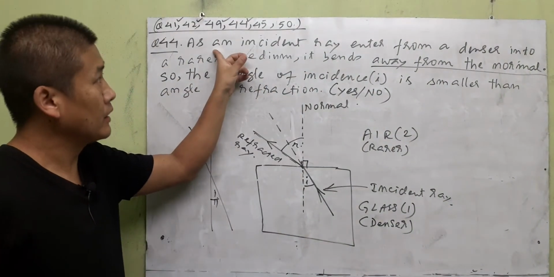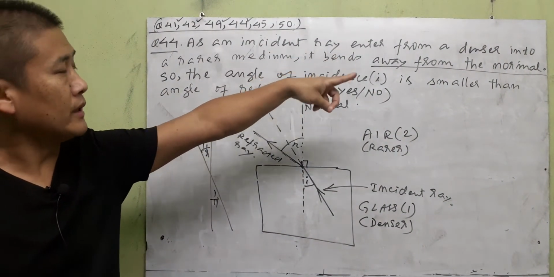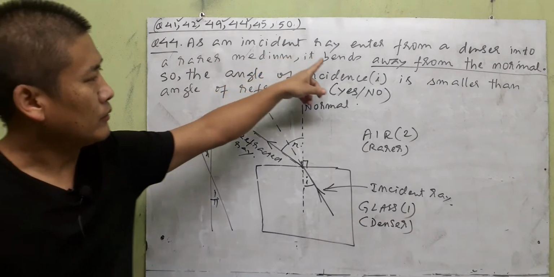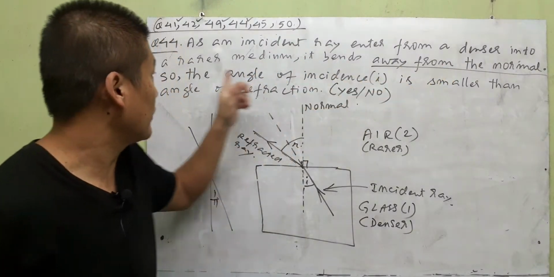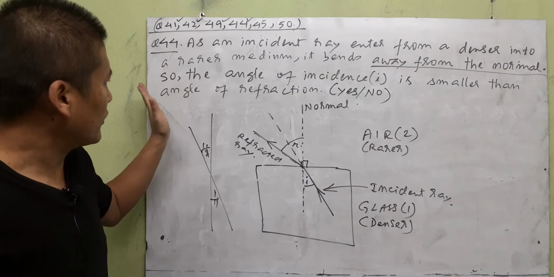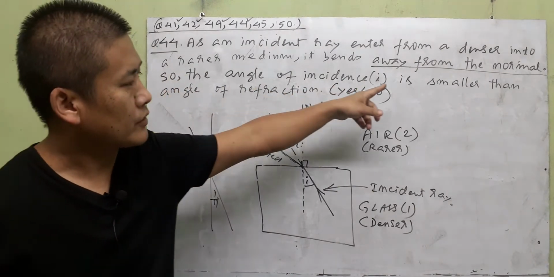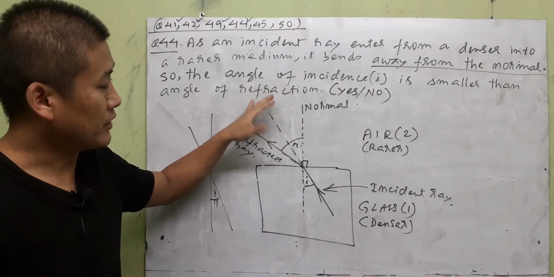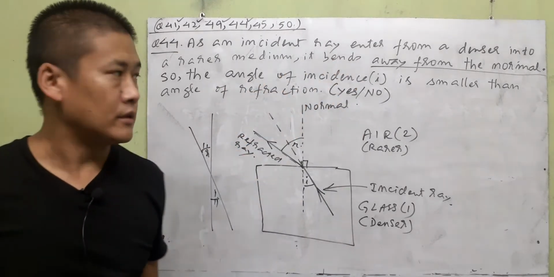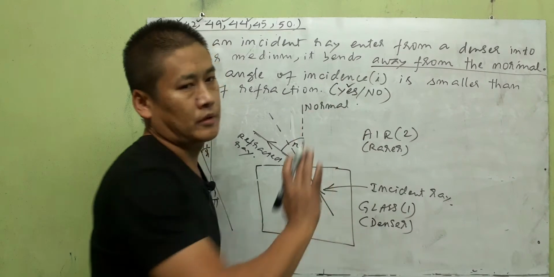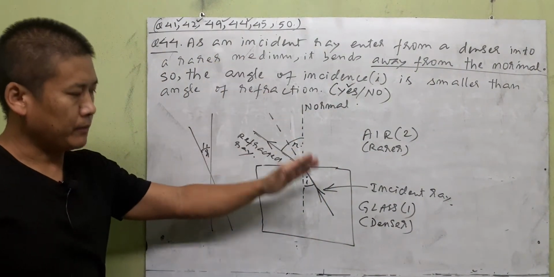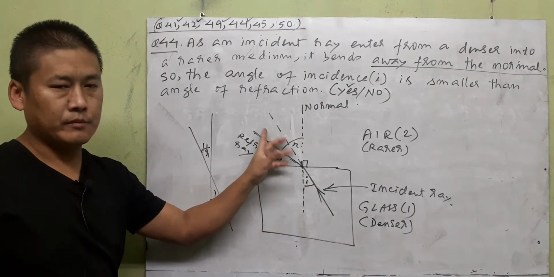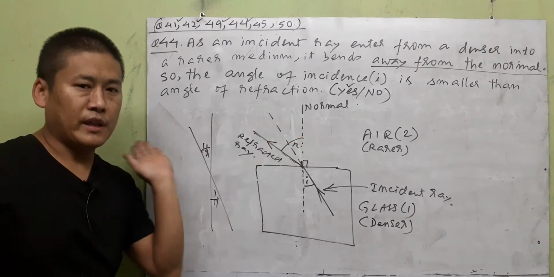So let us read once. An incident ray enters from a denser into a rarer medium. It will bend away from the normal. Second point, because of this bending away from the normal, the angle of incidence is smaller than the angle of refraction, or conversely, the angle of refraction will be greater than the angle of incidence. So this is yes. So we have understood. Please keep this in mind: any ray entering from a denser to a rarer medium, the refracted ray always bends away from the normal.